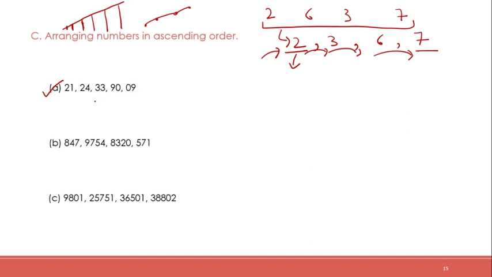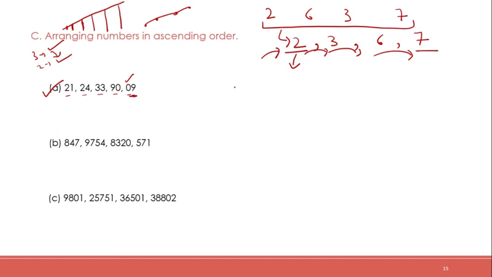From these numbers, find out the smallest number first. Which is smallest? Just focus on the tens part first. Here you can see that it is 0 here. That means it is a single digit number. 9 will be smallest because it is a single digit number. I told you earlier that if a number has 3 digits and a number has 2 digits, then the number with 3 digits will be greater and the number with 2 digits will be smaller than the number having 3 digits, right?